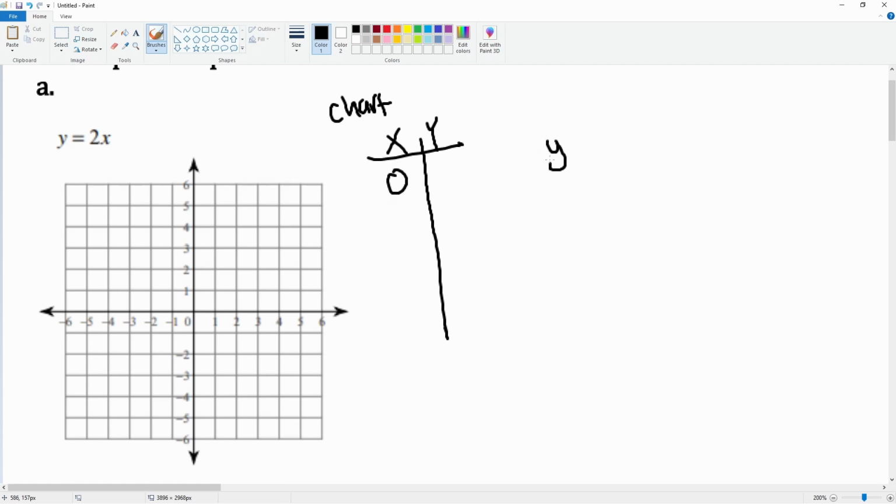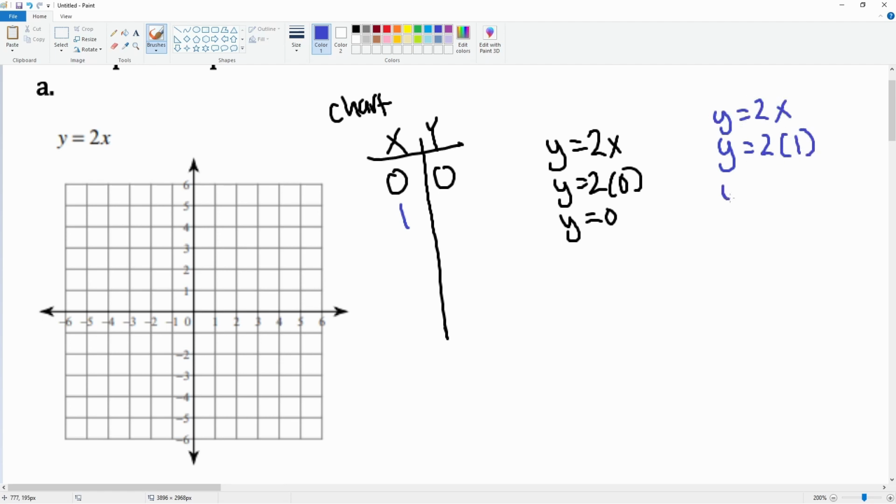So let's see, y is equal to 2x. We plug in the 0 for the x. Hey, look, y is also equal to 0. Let's try another point. Let's try 1. Y is equal to 2 parentheses 1, because that's what the x is, like y equals 2x. Y equals 2. Hey, look, that's it. 0, 0, 1, 2. Right, this makes sense because here is the slope, which is m is equal to 2.